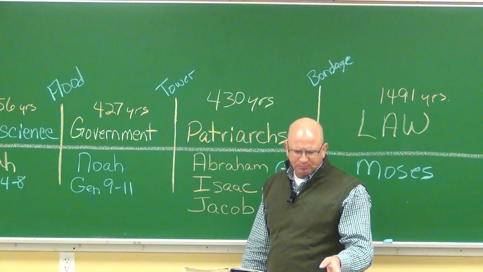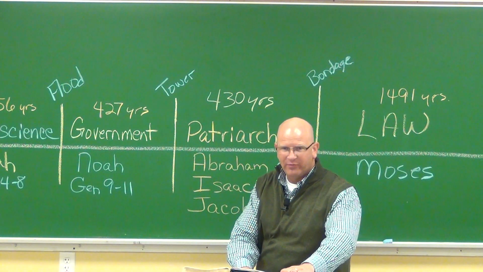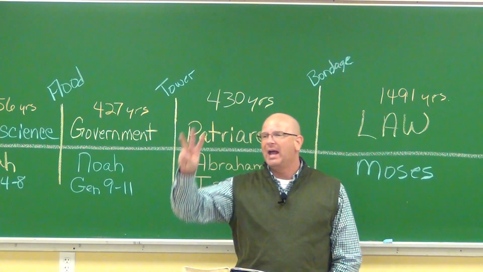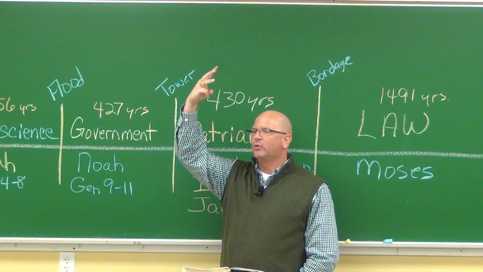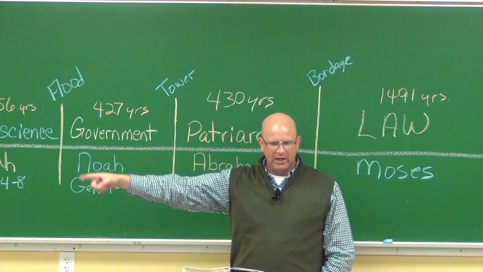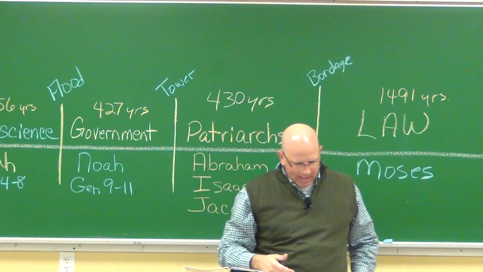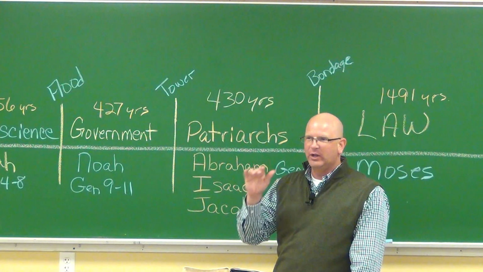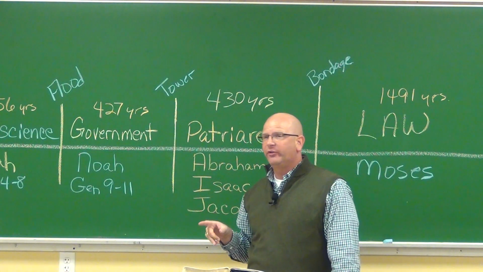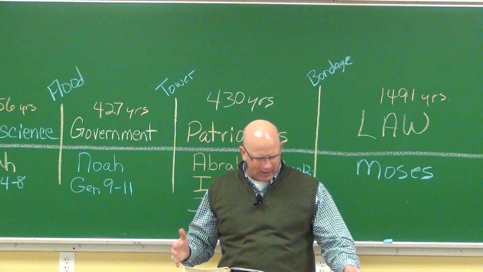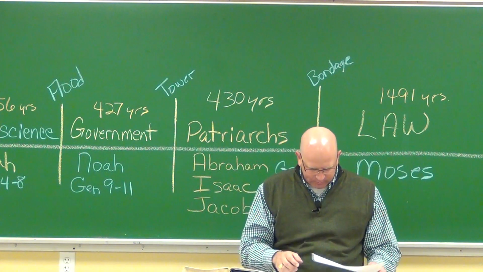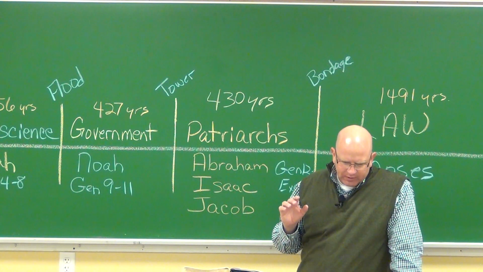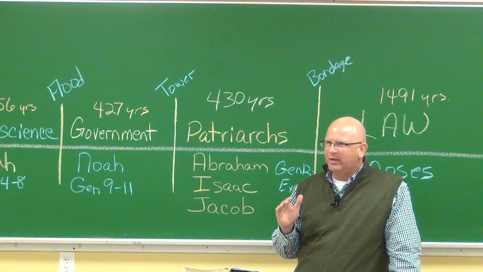This boat was approximately 450 feet long, 75 feet wide, and 45 feet high. It had 3 stories in it. It had a window at the top, 3 stories, 450 feet long, 75 feet wide. And they spent a little less than a year on this ark. Now, you say, well, how in the world do you get all of these animals and all these people on the ark? Well, now think about this. That is 1.5 million cubic feet.